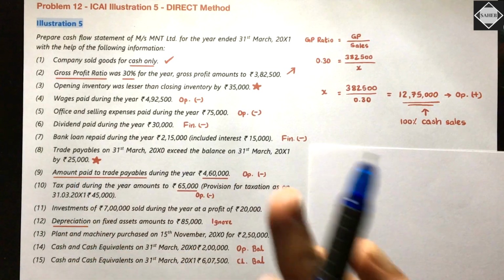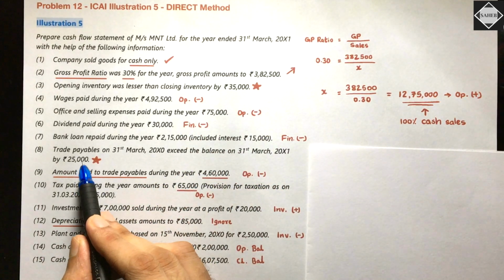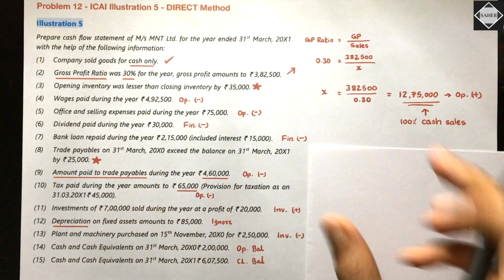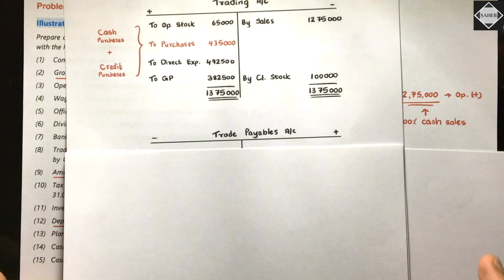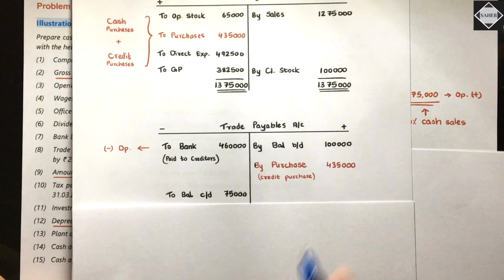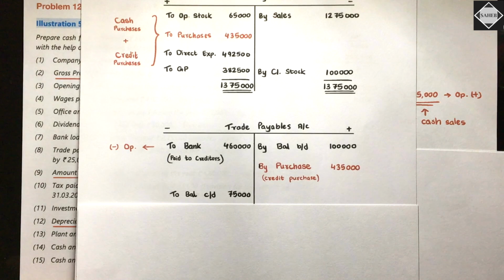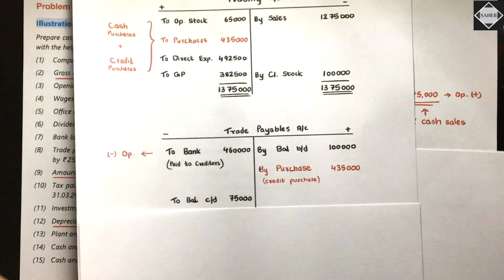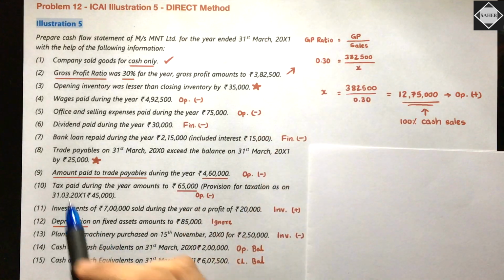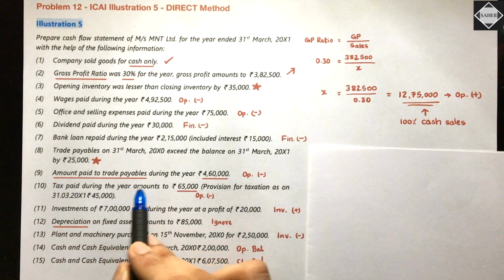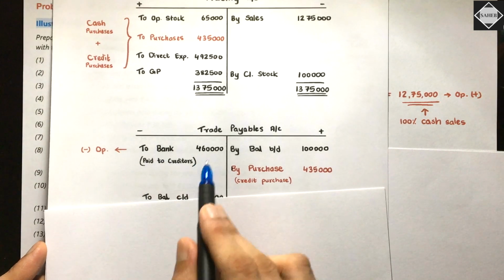So we will assume the opening balance as 1 lakh, and the closing balance will be less, right? It will be less by 25,000, so 75,000. On that basis, in the creditors account, the opening balance is 1 lakh, closing balance is 75,000. You understood the assumption now? Then the question has told us how much we have paid to trade payables, to creditors: the amount paid to trade payables during the year is 4,60,000. So we have paid 4,60,000 to the trade payables.